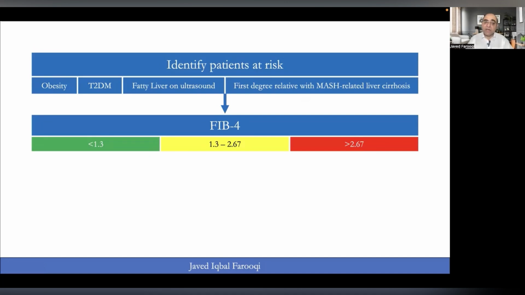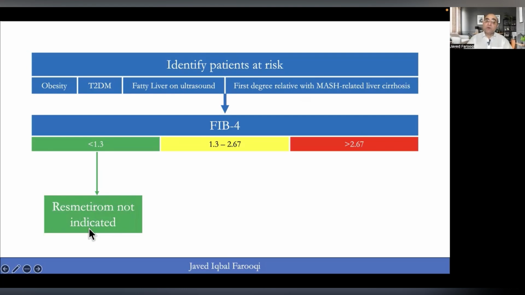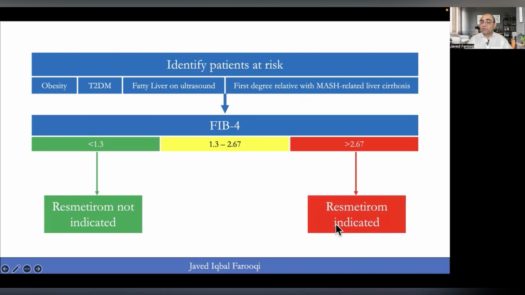What does it signify? If your patient is in the green group, that is, the patient belongs to one of these four risk factors and the FIB-4 result was less than 1.3, resmetirom is not indicated in these patients, and this patient should be put on surveillance or long-term monitoring. If the FIB-4 result was more than 2.67, then this is the patient who is in need of resmetirom, and resmetirom is indicated. Remember, I said the patient should not be clinically cirrhotic.